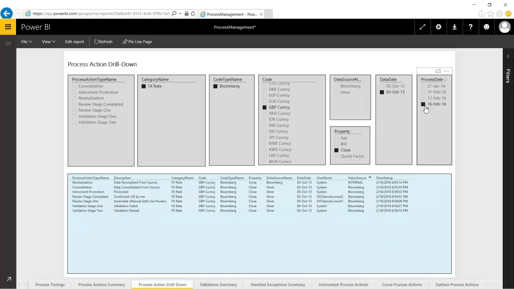So by using these filters we can slice and dice all the actions that we carried out on our daily exception management process, and we can actually see who did what to each and every data point, as might be required by the regulators.